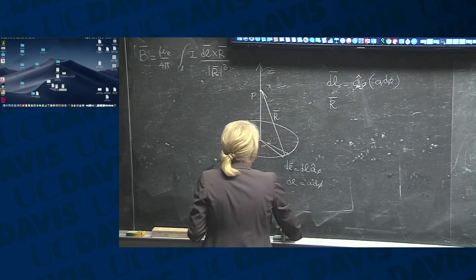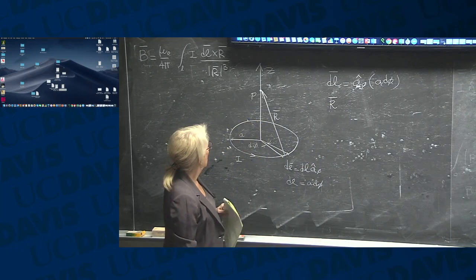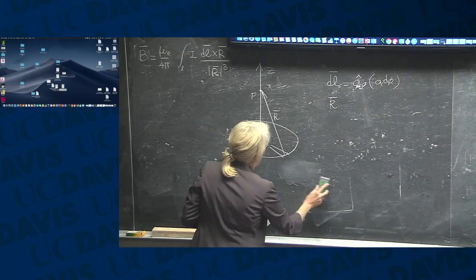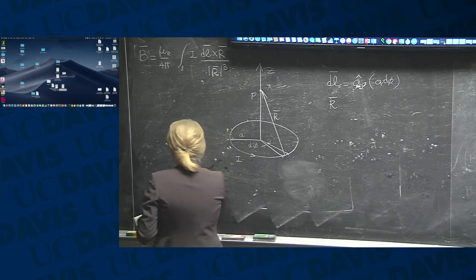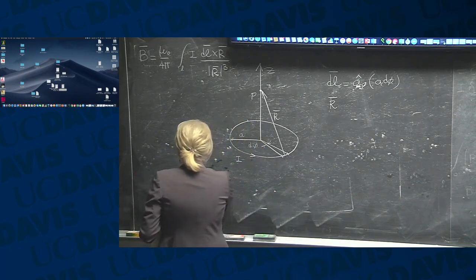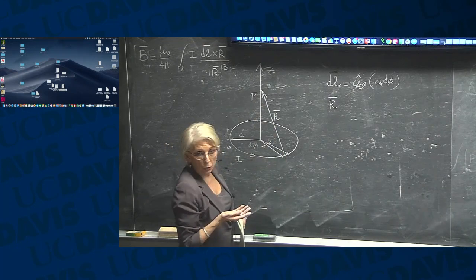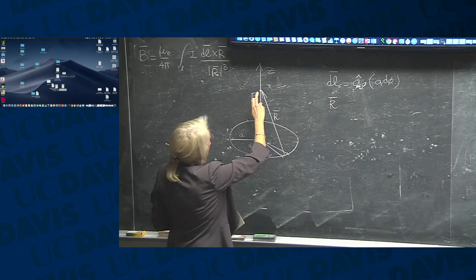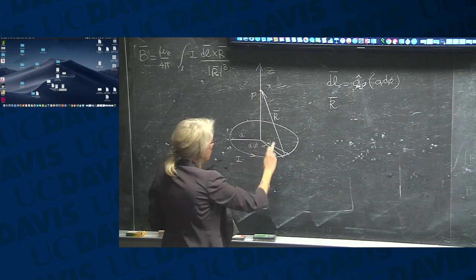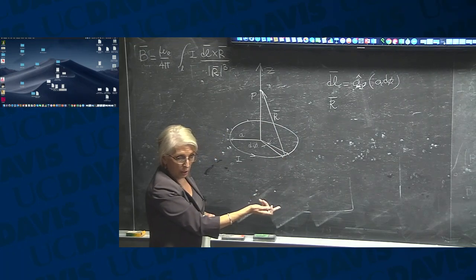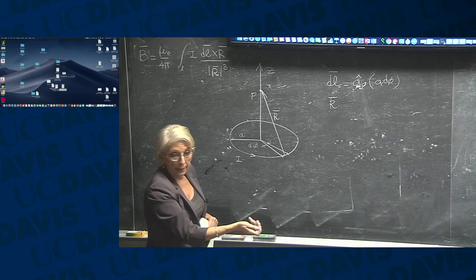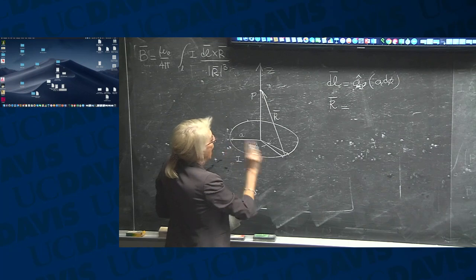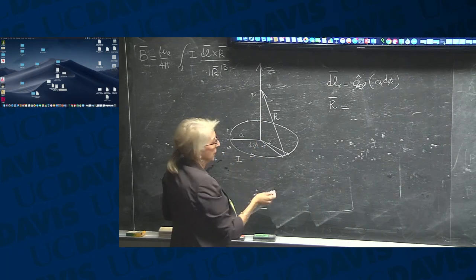R has how many components in the cylindrical coordinate system? Two. Which ones? Exactly, it has r and z, because the way it is, there is no phi component to R. It is connected to one point on the z-axis, from one point on this circle. So there is no phi component in there. So R is going to have a component along the r direction and a component along the z direction.